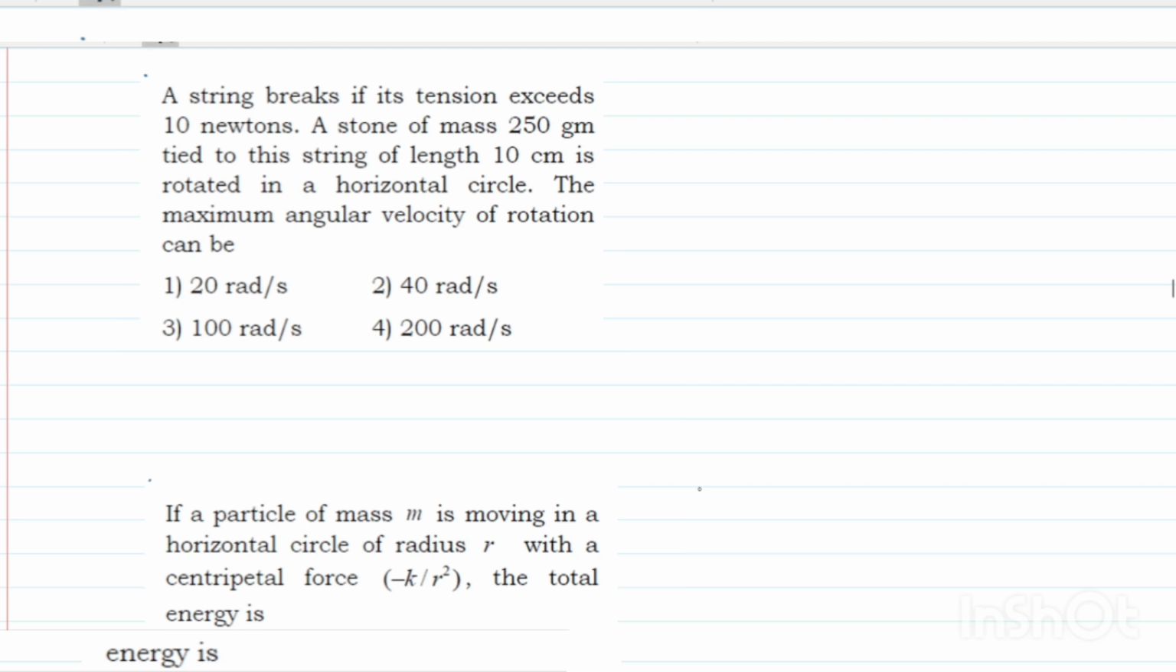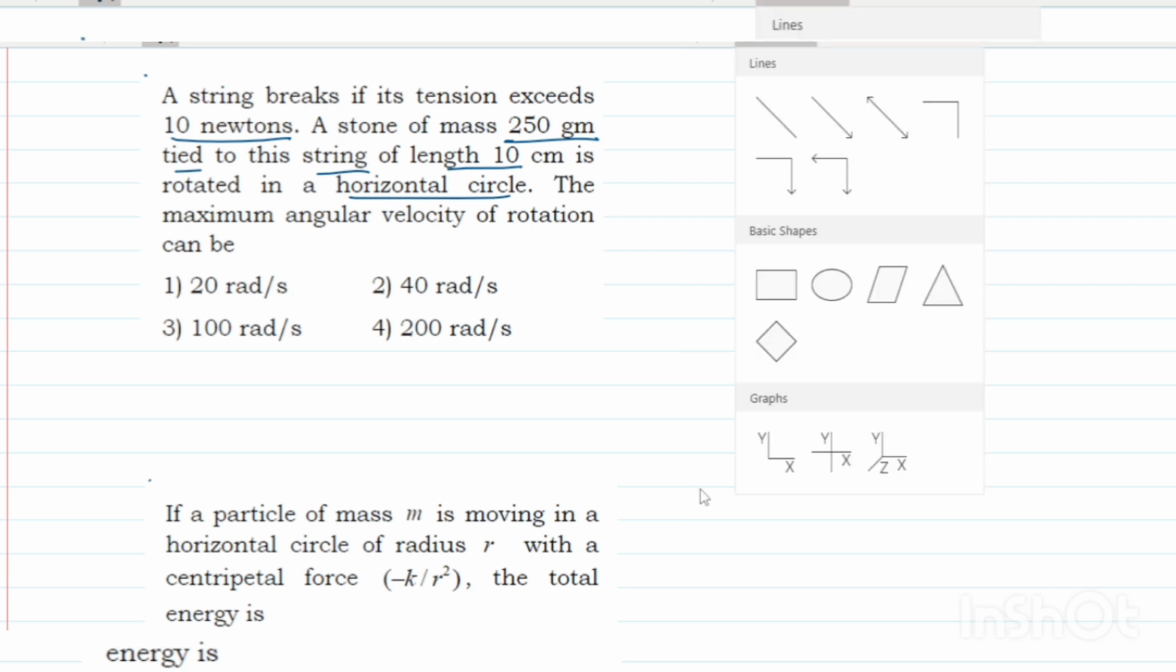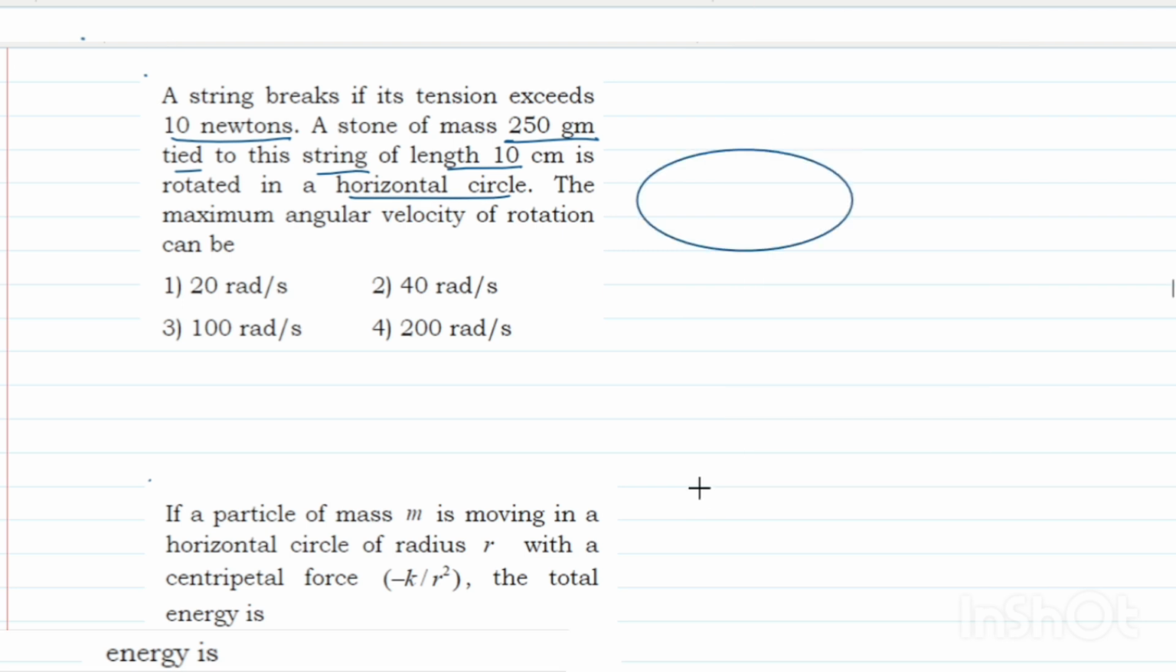A stone of mass is given as 250 grams. Maximum tensional force is given as 10 newton. A stone of mass 250 gram is tied to a string of length 10 centimeter and is rotated in a horizontal circle. So here a body is going to be moving in a horizontal circle, and its length is given as 10 centimeter.